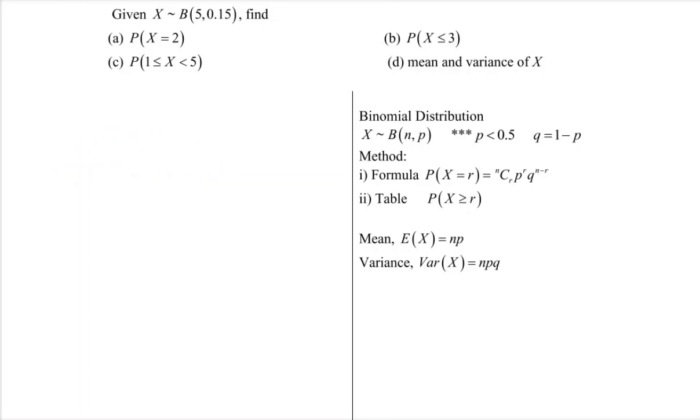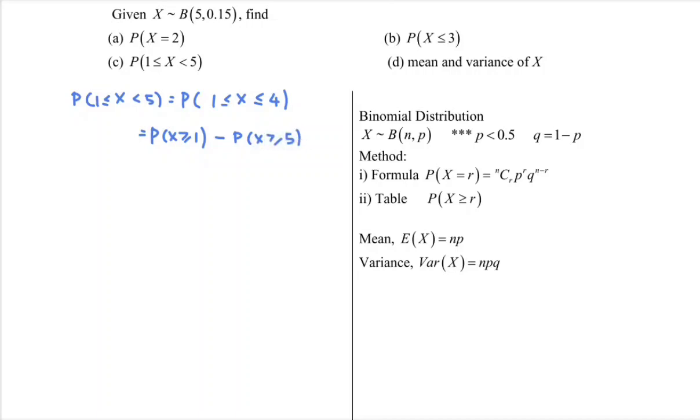Next, kindly refer to (c). Find the probability that X is greater than or equal to 1 and less than 5. Kindly equate the situation: X is greater than or equal to 1 and less than or equal to 4. For this case, the table will be the most suitable. So the probability that X is greater than or equal to 1, we are interested in 1, 2, 3 and also 4, but not 5. So minus the probability that X is greater than or equal to 5.